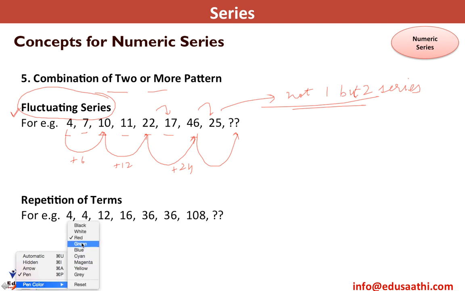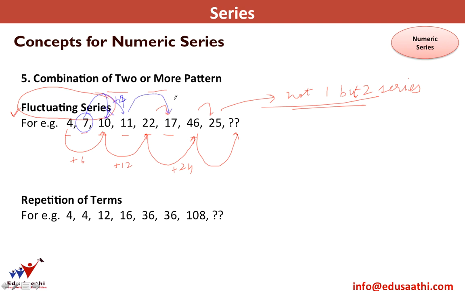Let's look at the second series, which is here. I have 7. Sorry, I'll not have 10 here because this is just the next number to 7, I will have this 11 here. So sorry for this. So 7 plus 4 is 11. Then I'll skip this 22. 11 plus 6 is 17, and 17 plus 8 is 25.